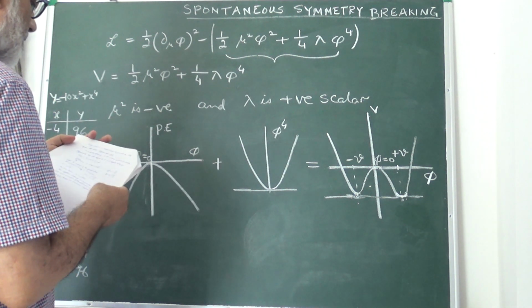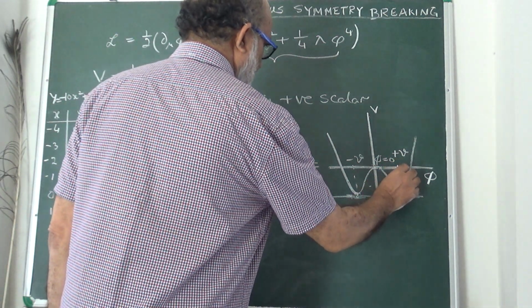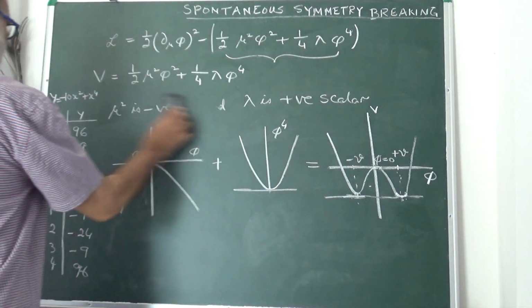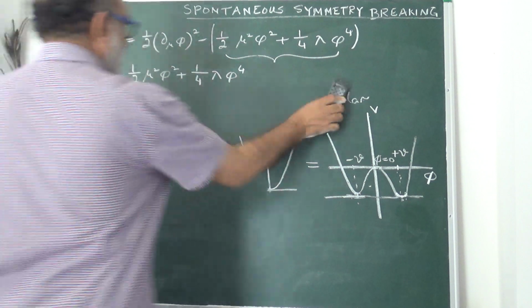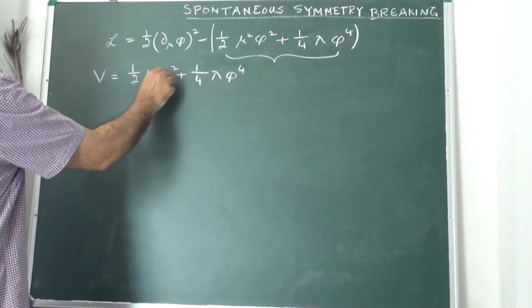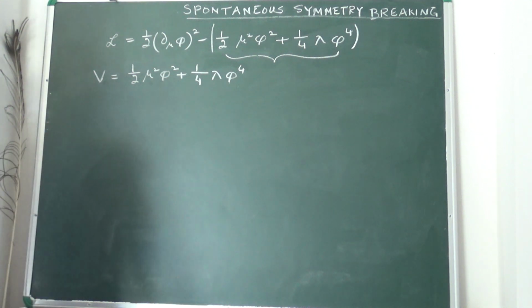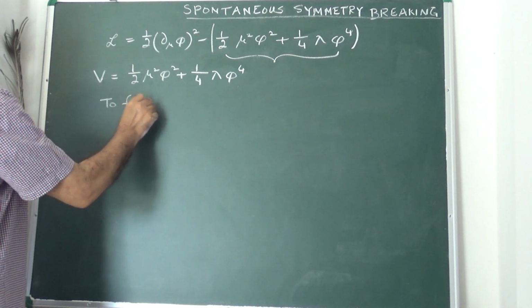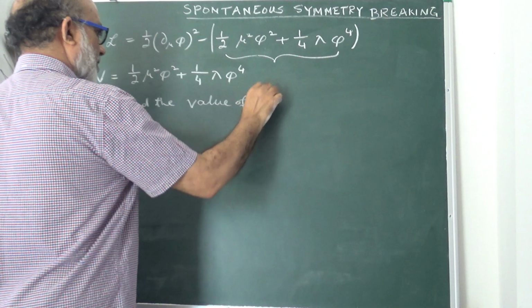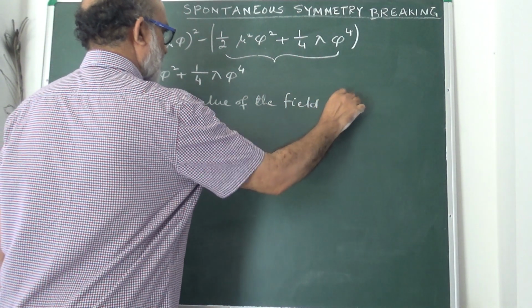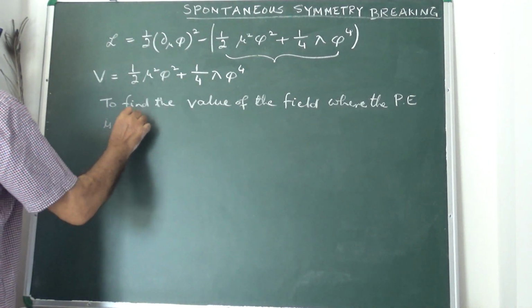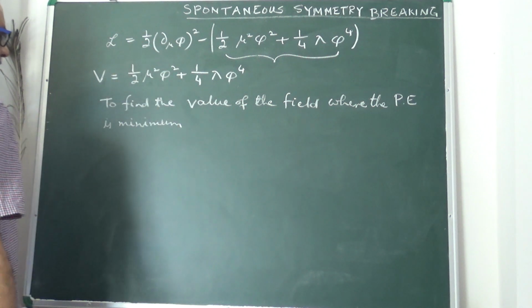Now, to find the value of V, the value of the field at the minimum potential, we know that the potential varies as phi squared and phi to the fourth. So we want the value of the field where the potential is minimum. What we have to do is differentiate it with respect to phi and equate it to 0.